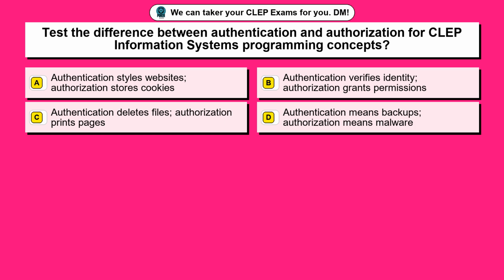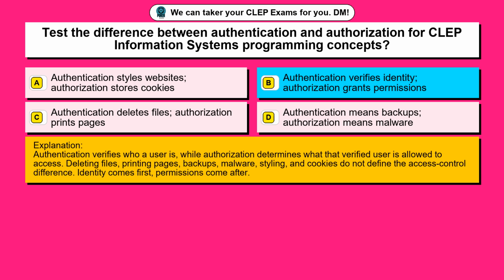Option A. Authentication styles websites, authorization stores cookies. Option B. Authentication verifies identity, authorization grants permissions. Option C. Authentication deletes files, authorization prints pages. Option D. Authentication means backups, authorization means malware. The correct answer is option B. Authentication verifies identity, authorization grants permissions.